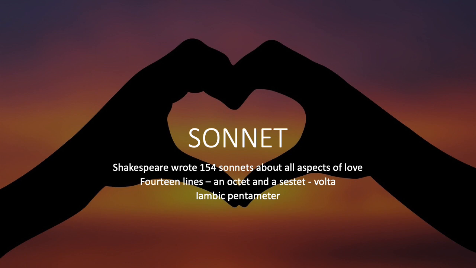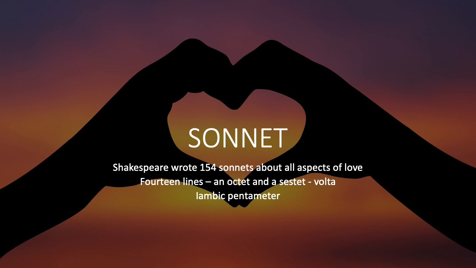It consists of 14 lines, and those 14 lines are made up of two sections. There's an octet, which, if you think about octagon, an octet is 8 of the lines, and then a sestet, which is 6 of the lines. So it's 8 and 6, 14 lines in total. Now those two groupings, the octet and the sestet, are separated by what's called a volta, and we'll talk about that in a moment. But in a sonnet, you would be able to identify a sonnet by the number of lines, the presence of an octet, 8 lines, the presence of a sestet of 6 lines, and a volta.